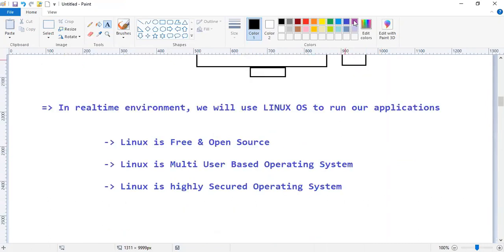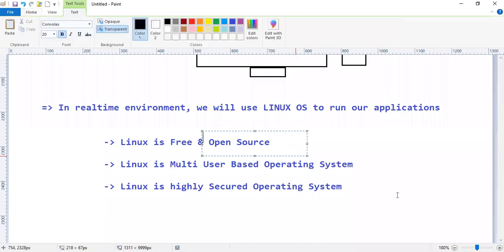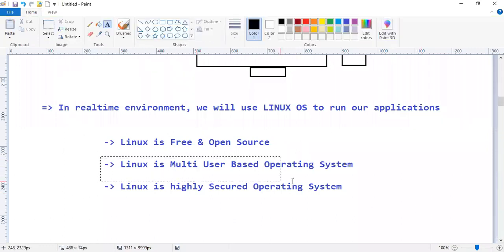When it comes to Linux, is Linux free or is Linux commercial? Linux is free and open source. You can use the Linux operating system for free of cost, and the source code of Linux is also available. You can use the source code and customize that operating system according to your requirement. And Linux is a multi-user based operating system. That means multiple people can connect to a single Linux machine and perform multitasking.